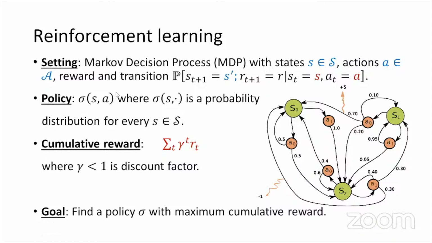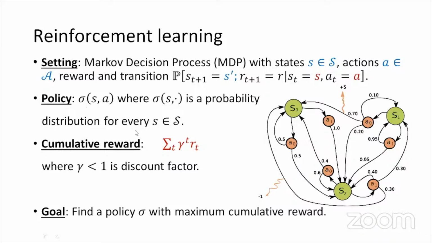Given a Markov decision process like that, a policy sigma is a function which takes a state and an action pair and gives the probability of choosing this particular action when we are in that particular state. So this is again a Markov policy, in the sense that the probability of choosing an action depends only on the current state, not on the previous trajectory of where I have come from. So for every given state, the policy can be thought of as a probability distribution over all the available actions at that state.